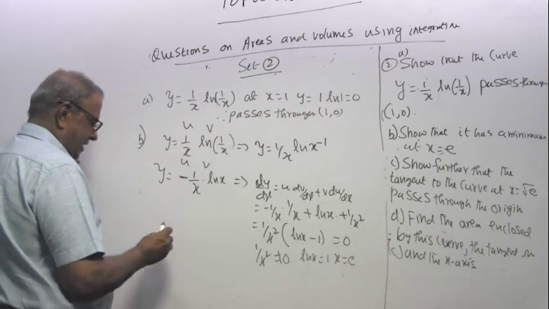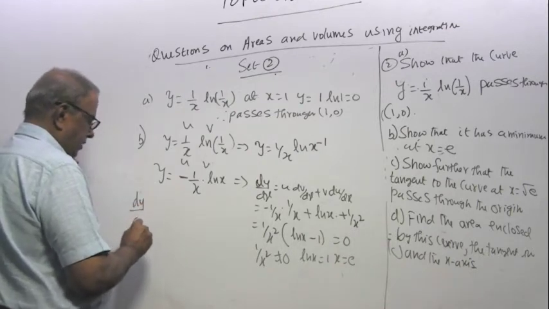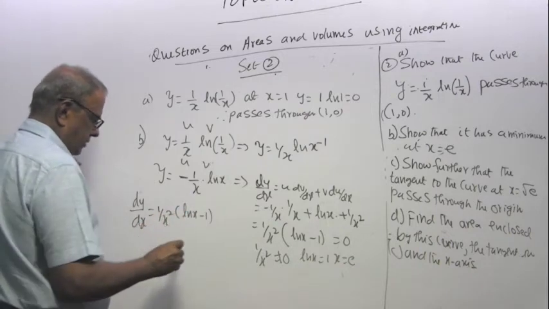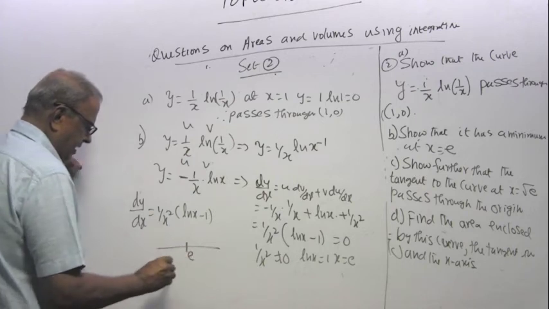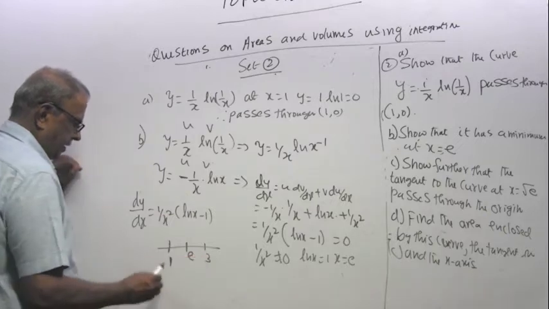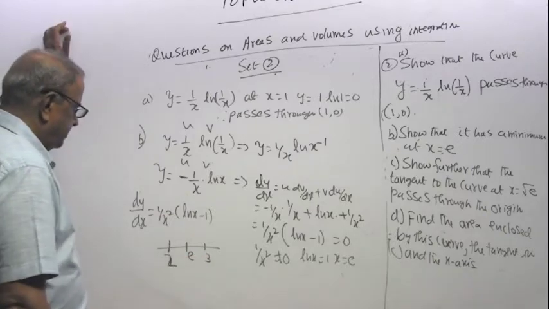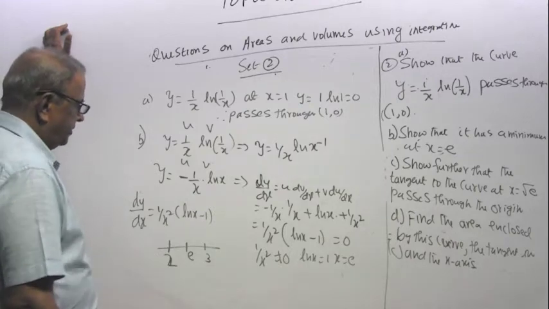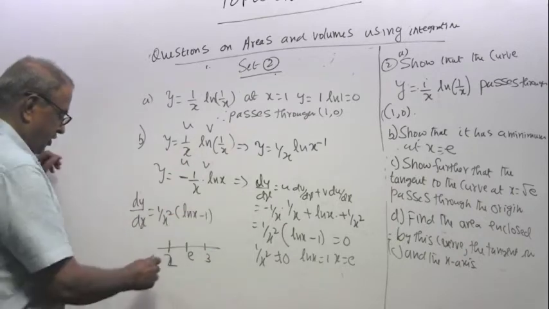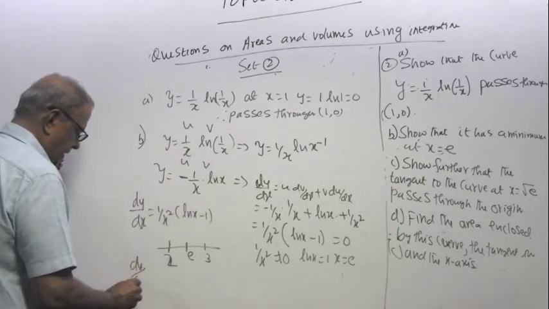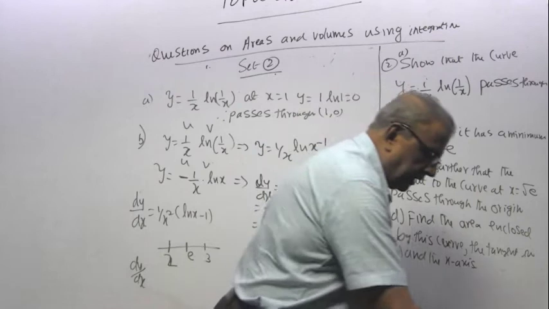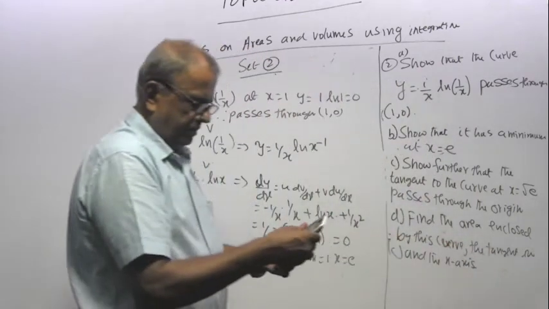So you know x is e. So dy by dx equal to 1 over x squared times ln x minus 1. Look, this is e, this is 1, that is 3. This is 2. Because e is 2.71, so it's between 2 and 3. So at this way, what is dy by dx at x equal to 2? That's always positive. So ln 2 minus 1. What's ln 2 minus 1?